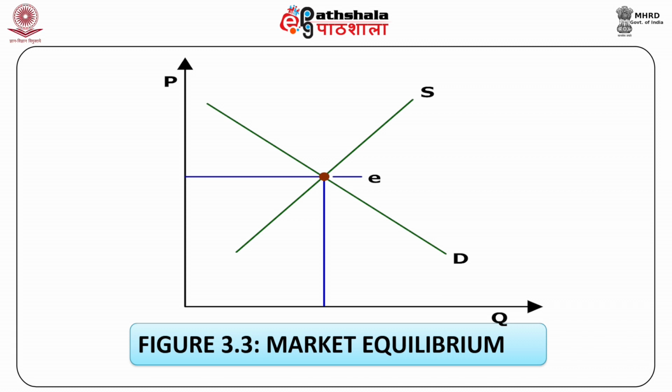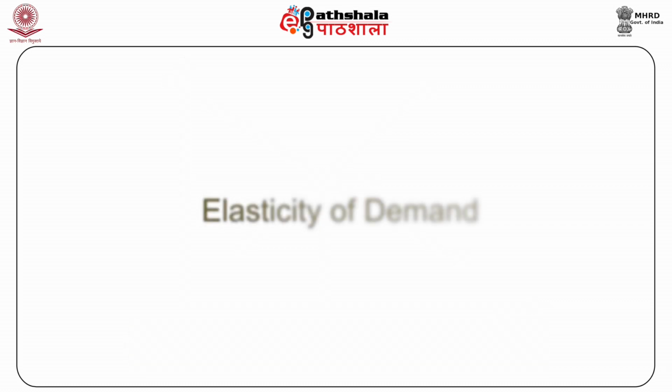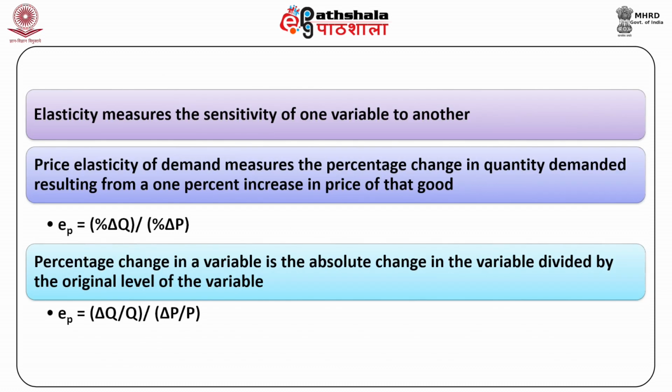A basic conclusion of microeconomic theory is that market forces left to themselves will tend to establish this equilibrium price and quantity. As illustrated in figure 3.3, we see that E is the equilibrium point at price P and quantity Q. The elasticity of demand. Now, what is elasticity of demand?